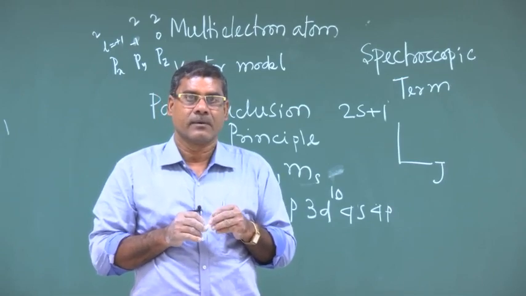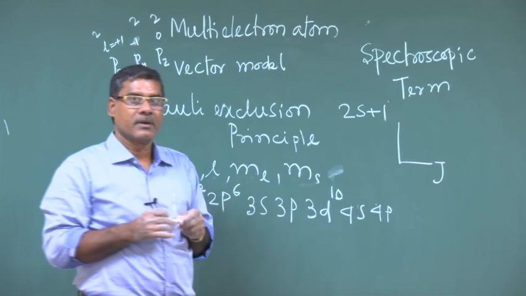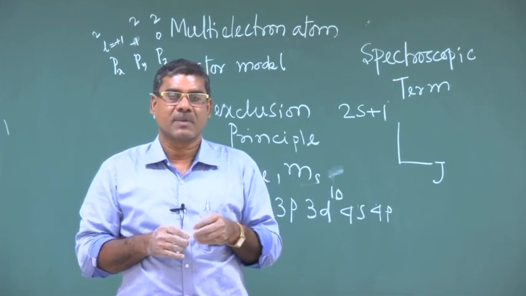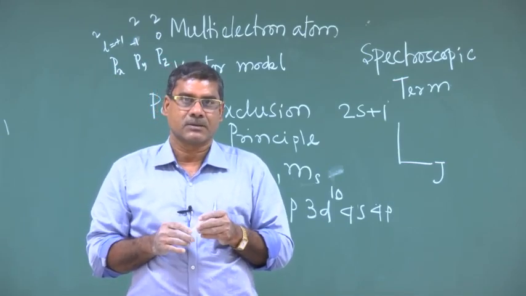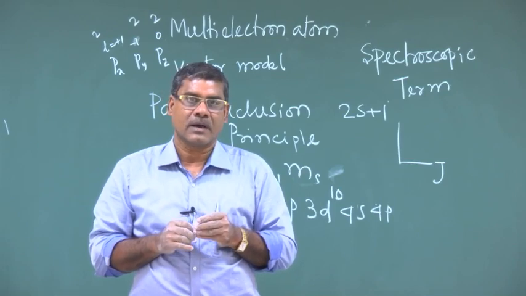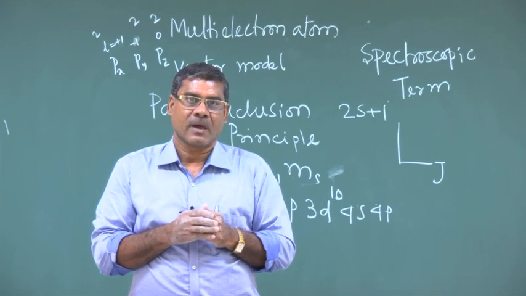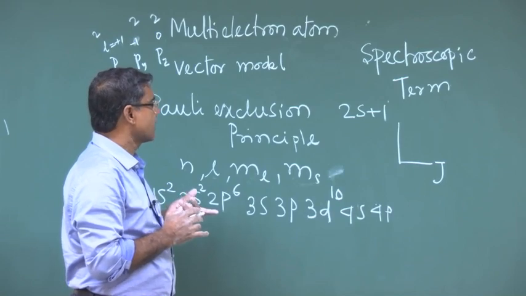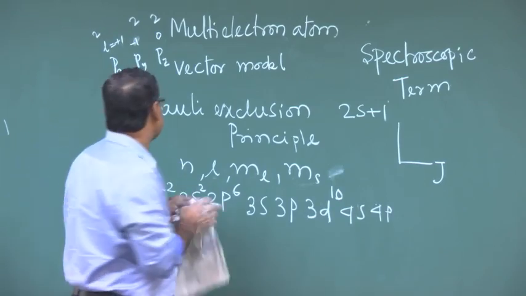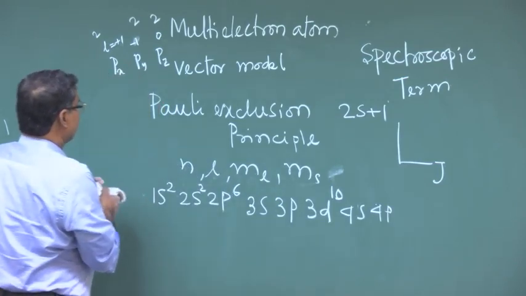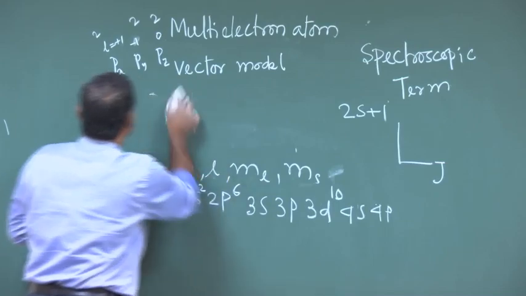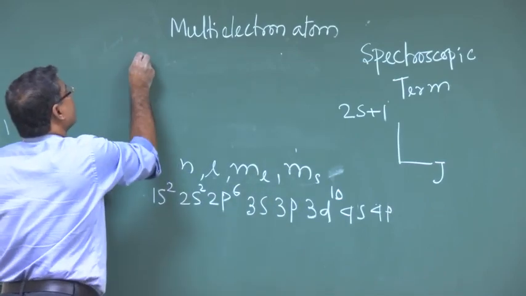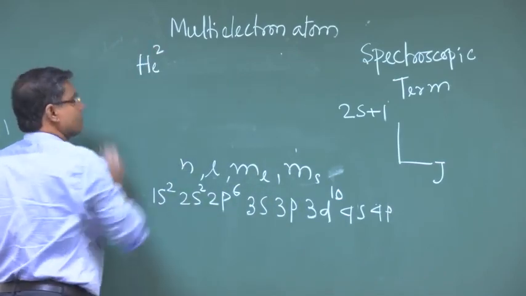Now if I consider the helium atom, the lithium atom, the beryllium atom, I have to know the number of electrons. Take the simplest one, the helium atom. It has 2 electrons.